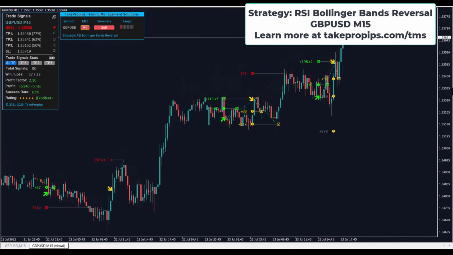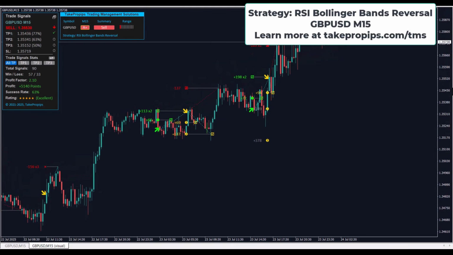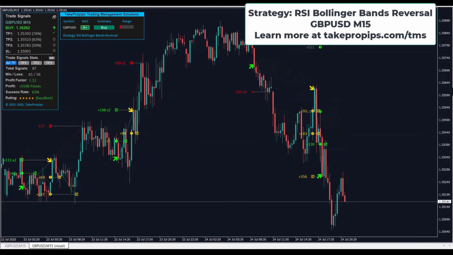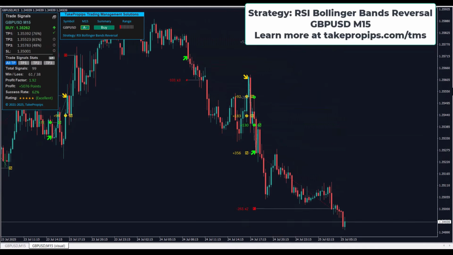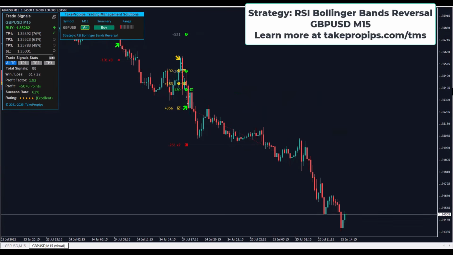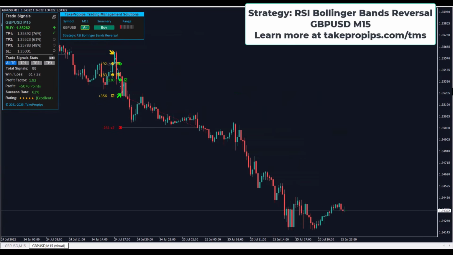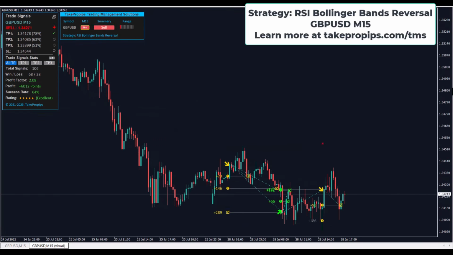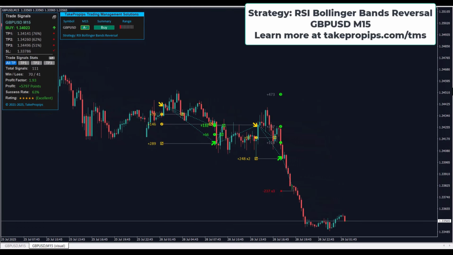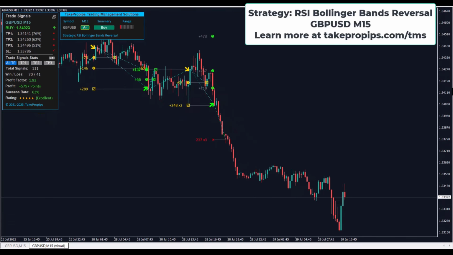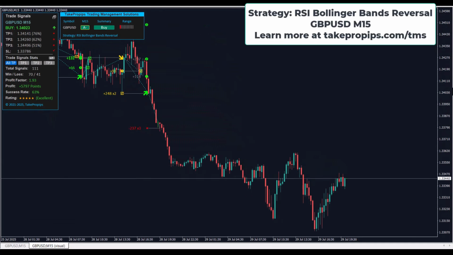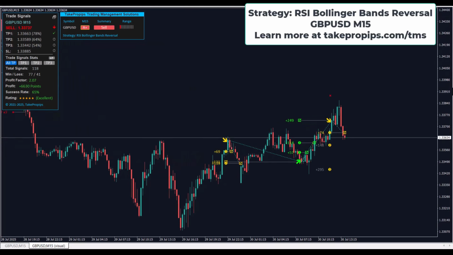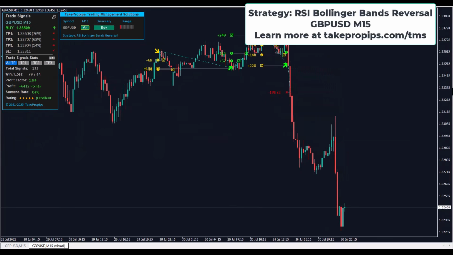A buy signal is generated when price touches or falls below the lower Bollinger Band, while RSI confirms weakness in momentum, signaling that the market may be oversold and ready to reverse upward. A sell signal is generated when price touches or rises above the upper Bollinger Band, while RSI confirms strength in momentum, suggesting that the market may be overbought and ready to rotate downward. If neither condition is met, there is no trade.